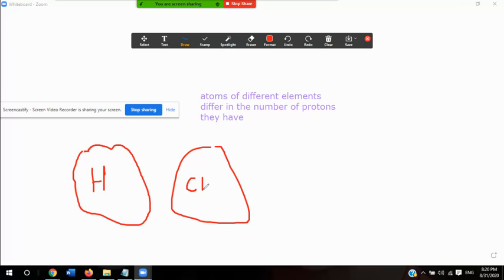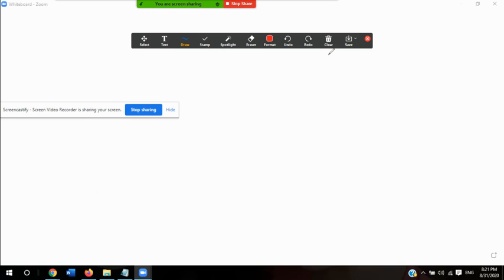All atoms of different elements have a different amount of protons. For example, hydrogen has one proton, and let me change this real quick, we'll change that to oxygen. Oxygen has 8 protons. So that's another important concept that we discussed today in class.